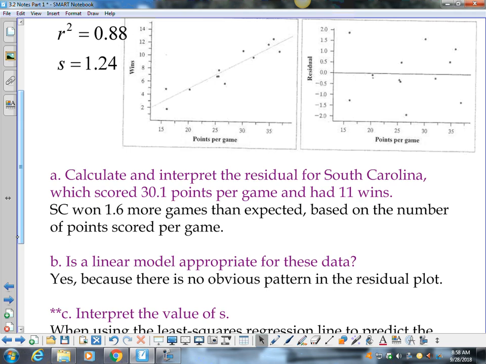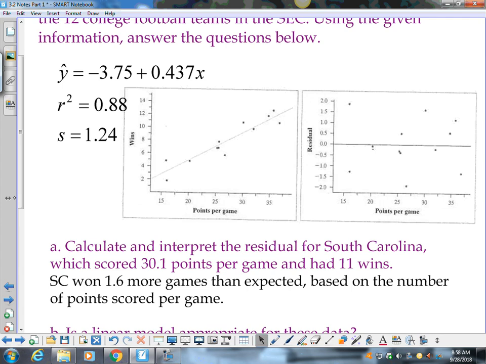So, 30.1 points per game and had 11 wins. South Carolina won 1.6 more games than expected based on the number of points scored per game. So if I find 30.1, that's this guy right here. So the residual is going to be the difference here. I'm not going to eyeball that. I know that they had 11 wins. Guys, that is my observed. Now, how do I get their predicted? Well, I'm going to take 30.1 and plug it in for my X, and I'm going to get the predicted.